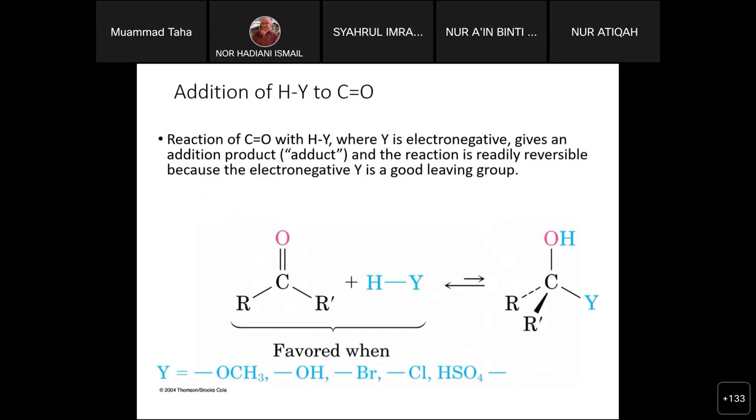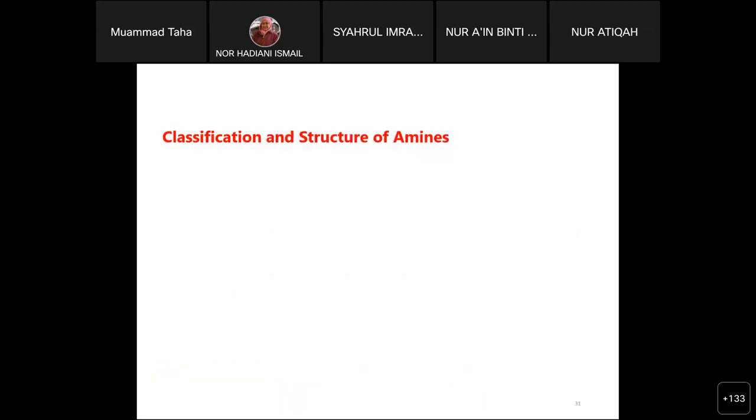So, addition of HY to the carbonyl group: the reaction of the carbonyl with HY, where Y is electronegative, gives an electron-rich product, and the reaction is reversible, because Y is a good leaving group. This we have already discussed. And this is only possible with the Grignard reagent. Okay, so we will just have two slides on the amines, because in the next few slides we are going to discuss amines and carbonyl reactions. So it is important, you must know.